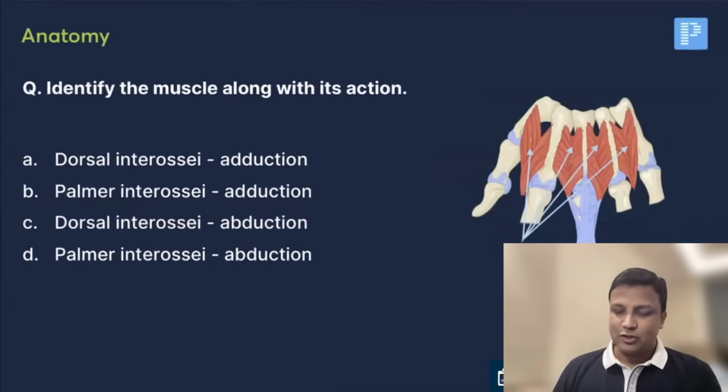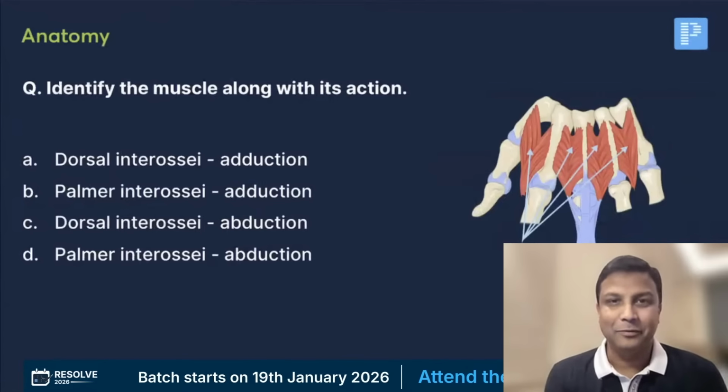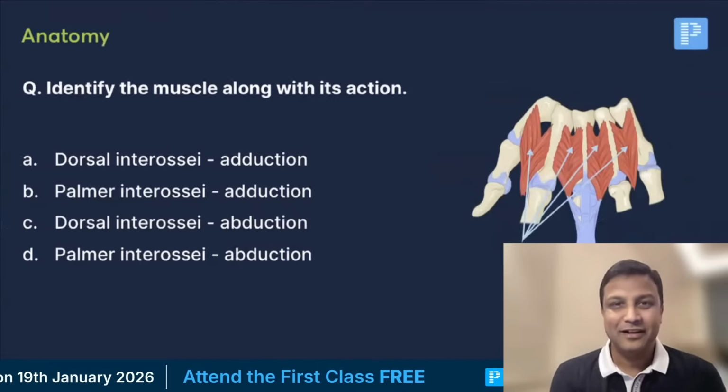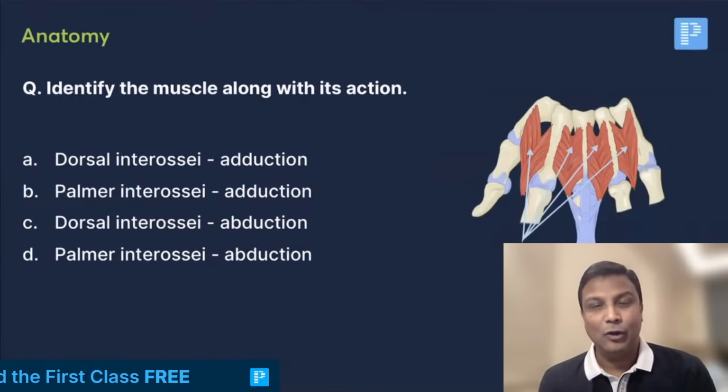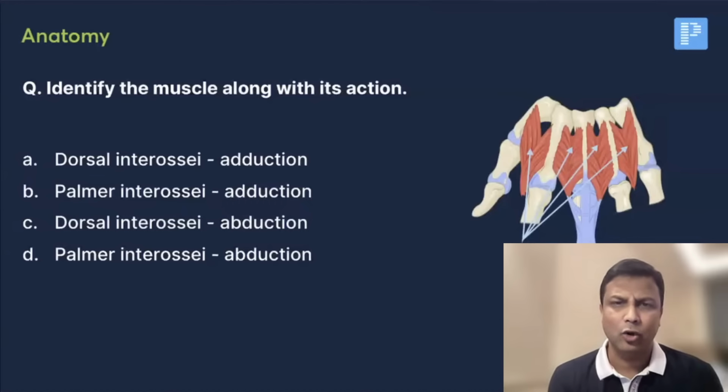Now this is the easiest one here. Identify the muscle along with its action. Muscles of the hand we have learned many times. There are totally 20 muscles of the hand. Out of those 20, between the bones here, between the metacarpals, will be the interosseae.